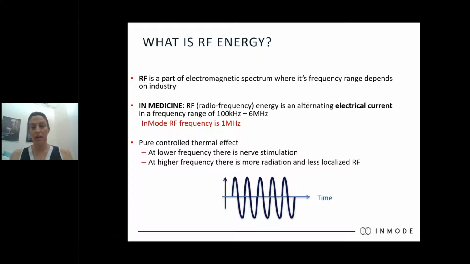And of course, what I kind of skipped, but it's very important, is that RF at its essence is just an electrical current, and it behaves like an electrical current. More specifically, the frequency that we're using in InMode is 1 megahertz. The reason we chose 1 megahertz, and nothing else between 100 kilohertz and 6 megahertz, is that at lower frequencies we get nerve stimulation, and we're not looking to do that. At higher frequencies, we get more radiation and less localized RF, and we're definitely not looking to do that either. So at 1 megahertz, we're achieving the exact stimulation to the tissue that we're looking for, enabling us to work on the tissue in a way that is beneficial for our patient.